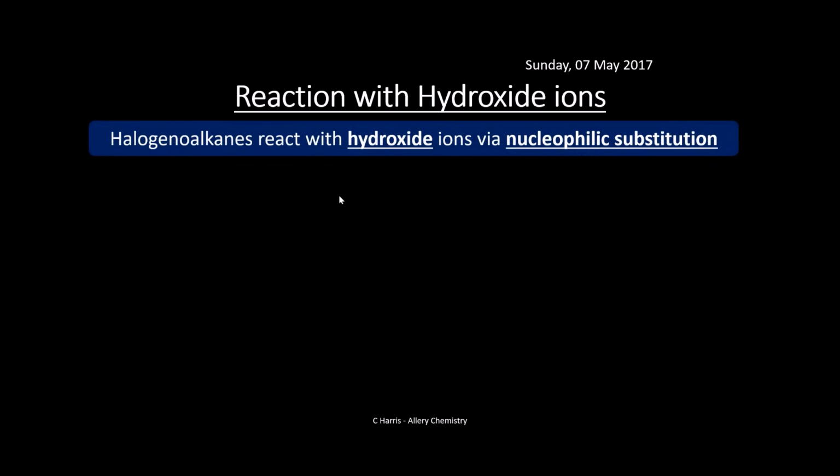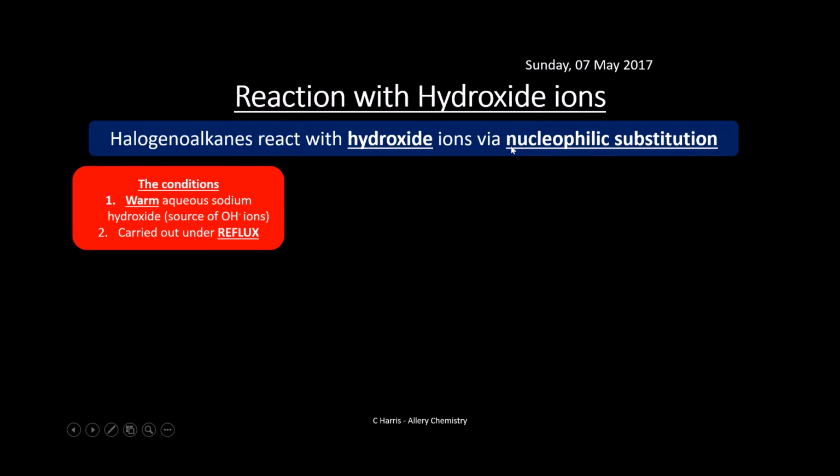Okay, let's look at some very specific reactions. So reaction with hydroxide ions. Halogenoalkanes react with hydroxide ions via nucleophilic substitution. Okay, this is the name of the mechanism. If they ask about the name of it, this is what it's called. Okay, so the conditions for this reaction: we need warm aqueous sodium hydroxide, and basically this is going to give you the source of the OH- ions, which is your nucleophile. This is all carried out under reflux.